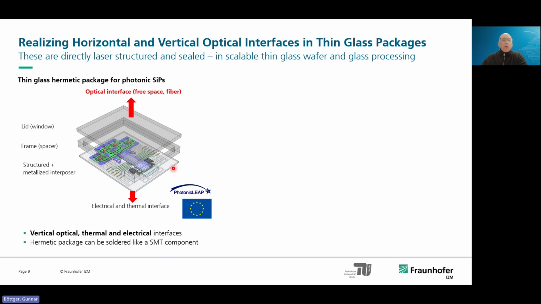You not only have an interposer, but you can add a spacer and a lid to create an optical interface to the top, making a hermetic package for a photonic system in package. There you have an electrical and thermal interface to the bottom, an optical interface to the top, and this can either be free space or fiber coupling.